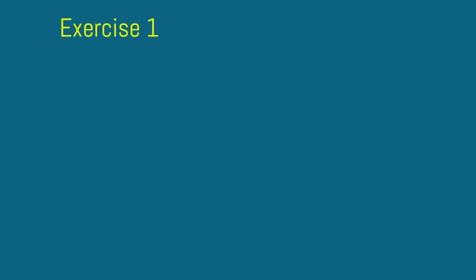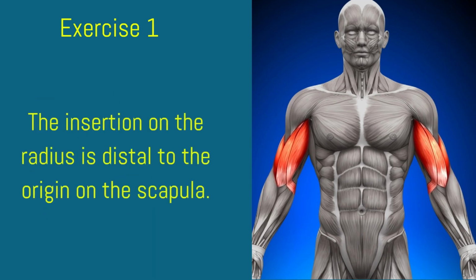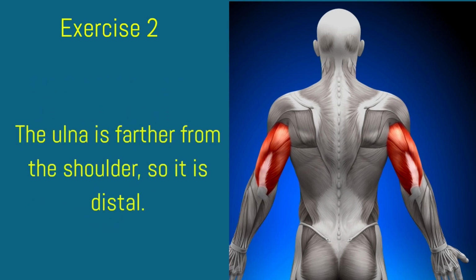Let's practice. The biceps brachii inserts on the radius. This insertion is what to the origin on the scapula? Distal. The insertion on the radius is distal to the origin on the scapula. The triceps brachii originates on the humerus and scapula. The attachment on the ulna is what to the origin? Distal. The ulna is farther from the shoulder, so it is distal.